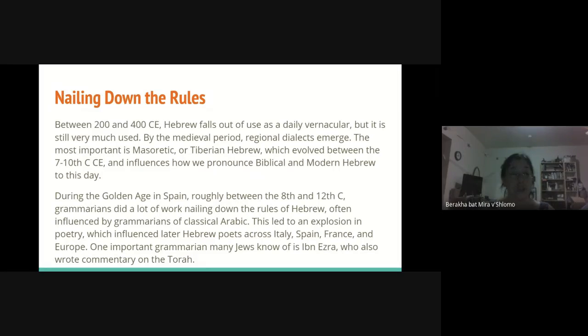It is profoundly important. Now, during the Golden Age in Spain, only a little bit later, during the 8th and 12th centuries, is when grammarians nailed down the rules of Hebrew, the specific grammar rules, grammar charts, the stuff that we use in school. They were often influenced by grammarians of classical Arabic. So you have yet more influence from another related Semitic language. During this time period, you also concurrently see an explosion in Hebrew poetry and piyutim. And this spreads across the Mediterranean, Italy, Spain, France, and then throughout the rest of Europe as well. One particularly important grammarian is Ibn Ezra. Many Jews are familiar with this name because he also wrote very important and well-known commentaries on the Torah.